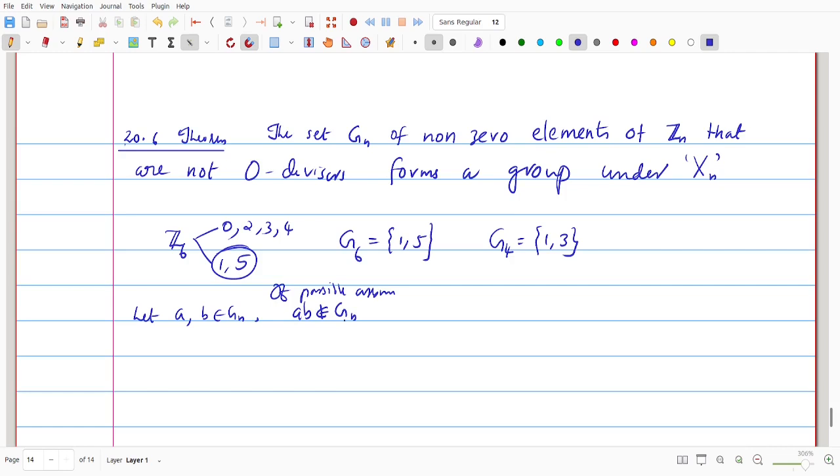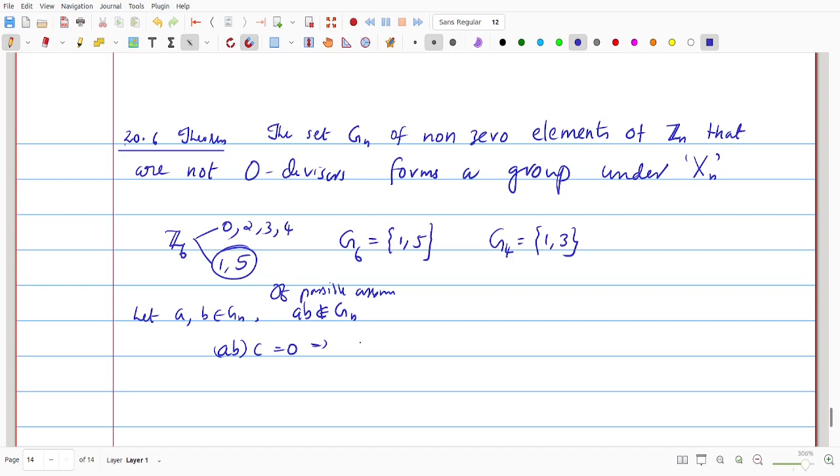So AB is not an element of Gn means there exists a C such that AB into C equals 0, because AB not belonging to Gn means AB is a zero divisor. It is not a non-zero quantity. It is a zero divisor means there exists C such that ABC equals 0.